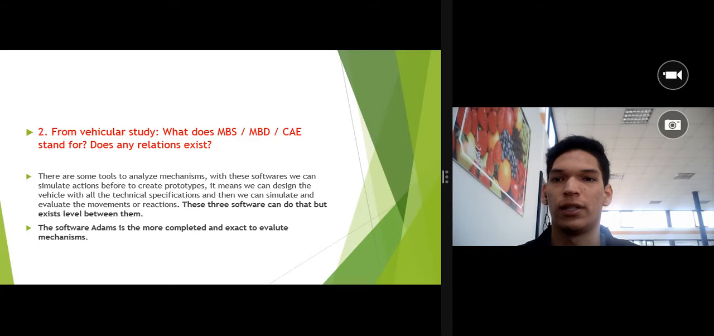From the vehicular study, what do MBS, MBD, and KI stand for? Does any relation exist? There are some tools to analyze mechanisms. With this software, we can simulate actions before creating prototypes. It means we can design the vehicle with all the technical specifications and then simulate and evaluate the movements or reactions. These three software can do that, but there are levels between them. The software Adams is the most complete and exact to evaluate mechanisms.